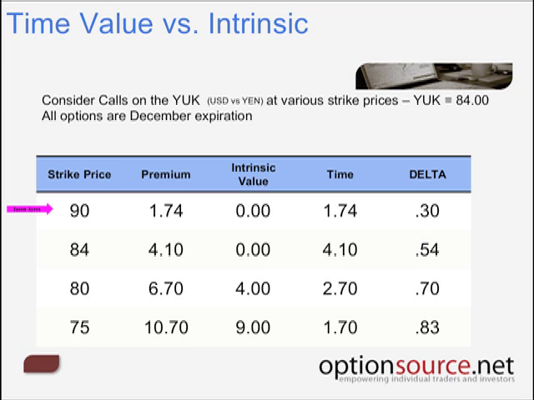If we take a look at a couple of different considerations here, and again, these are call options on the YUK, we can see an out-of-the-money option contract, so there's your 90 strike call option, which is about $6 out of the money, has an asking price of $1.74, reflecting zero intrinsic value and a time value of 1.74. Of course, because there's no intrinsic value, the value of that option contract is all time, and a delta of around 0.30.